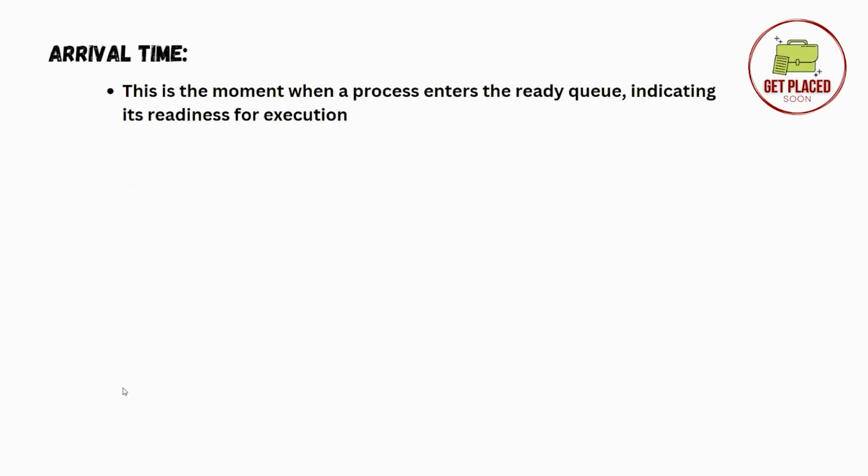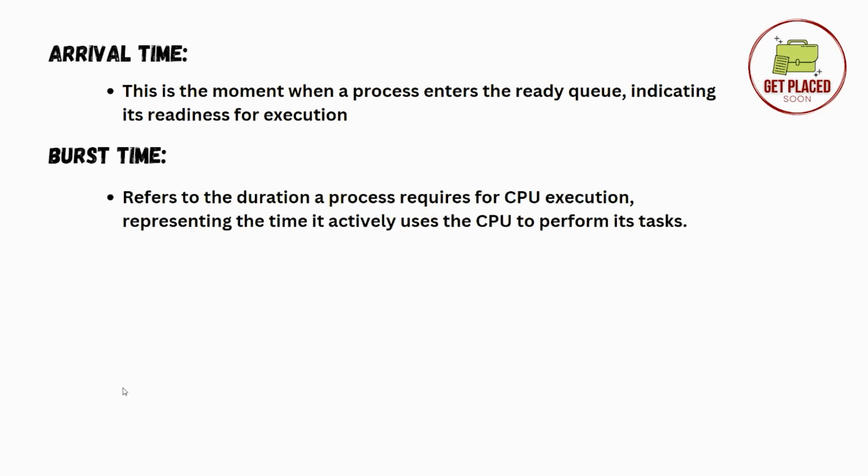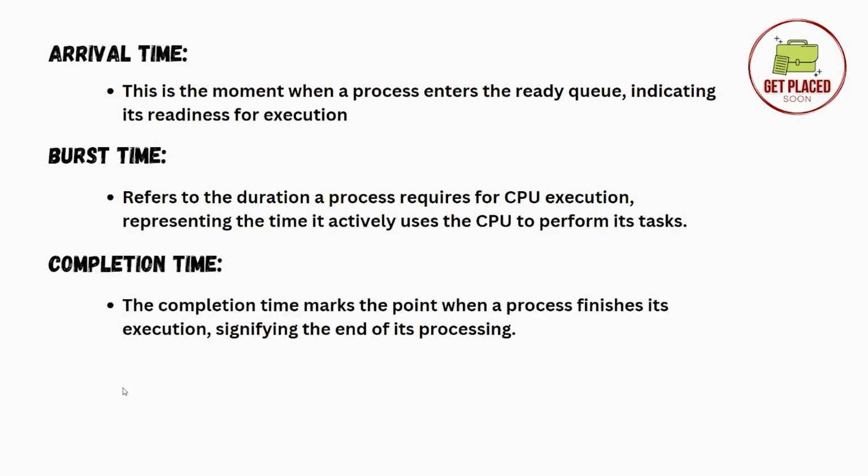Next, we have arrival time. Arrival time is the time when a process enters the ready queue, indicating its readiness for execution. So whenever it enters the ready queue, that time is known as arrival time. Burst time is nothing but the CPU execution time. How much time the CPU took to execute this process is calculated using burst time.